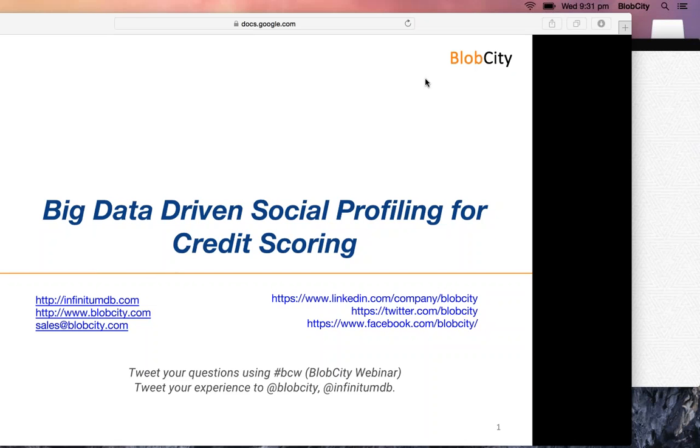We are discussing here how we would do social profiling for credit scoring. Essentially, we would be using social data of a person or even sometimes an organization, and how do we apply big data techniques on it to find out the credit score for that person.